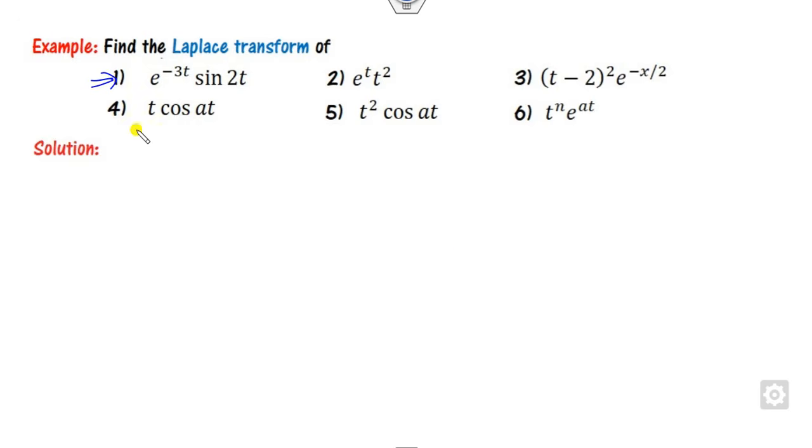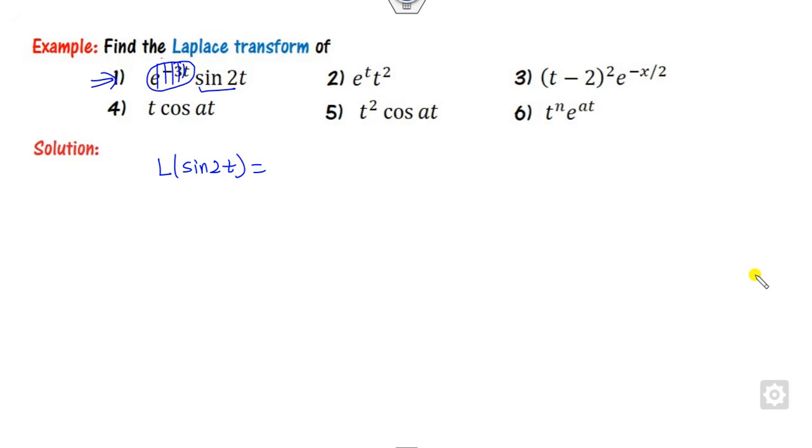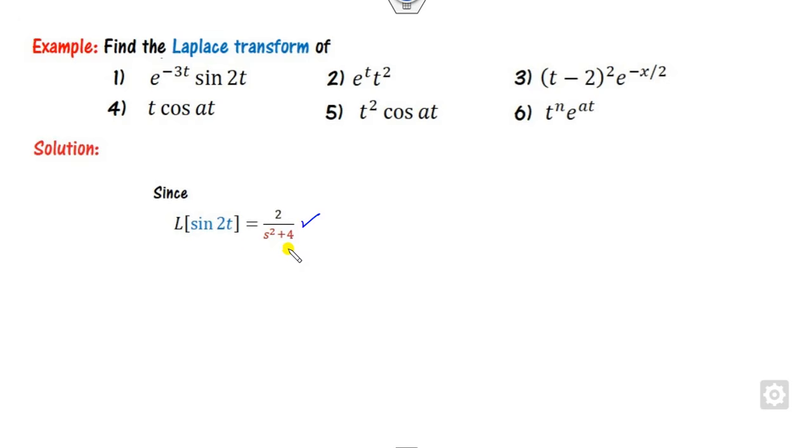So let's start with the first question. Since the exponential part is present, you firstly skip this part and try to find the Laplace of sine of 2t. How can you do that? You can simply remember this formula. Here a is nothing but 2 in this example. So it will be 2 upon s square plus 2 square, that is 2 upon s square plus 4.